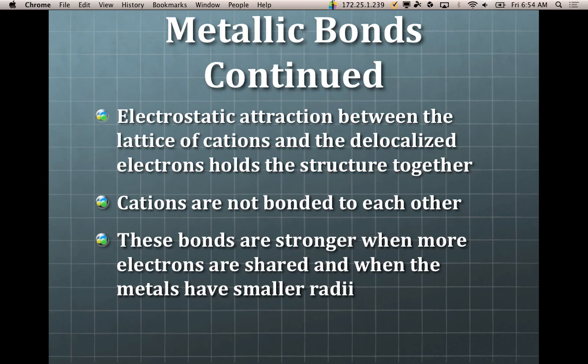These bonds are stronger when there are more electrons being shared and when the metals have smaller radii. So you can think of valence electrons, for instance, lithium compared to boron. Look at the periodic table right now. Lithium has 1 valence electron. So in my lattice of cations, each of them is sharing 1 valence electron. That's going to be held less tightly than boron, which has 3 valence electrons, and those 3 valence electrons are free to move throughout and hold them closer together. Also, using lithium and boron as examples again, lithium is a larger atom. They're in the same period, but lithium is larger because there are fewer protons in the nucleus, so the effective nuclear charge is less than that of boron. So boron would be smaller. So those are 2 reasons why boron would be held more tightly than lithium.